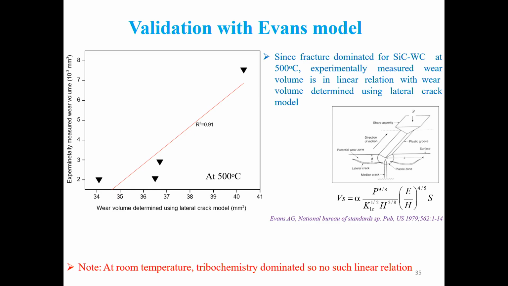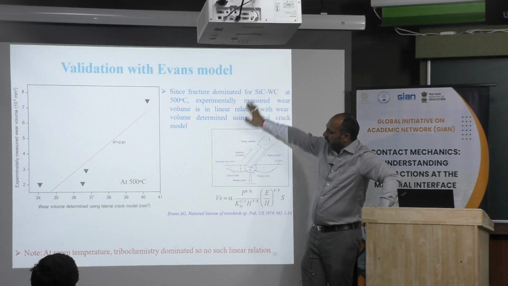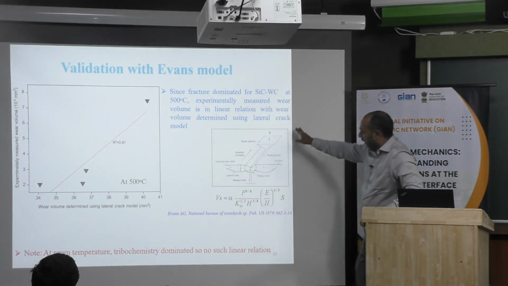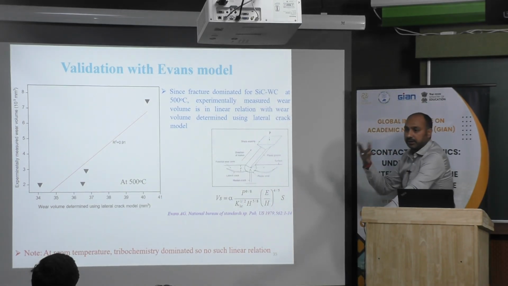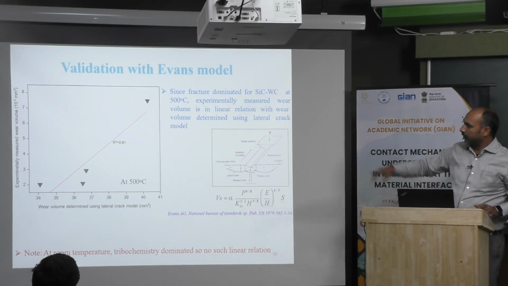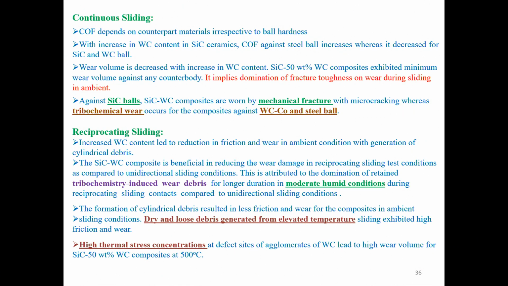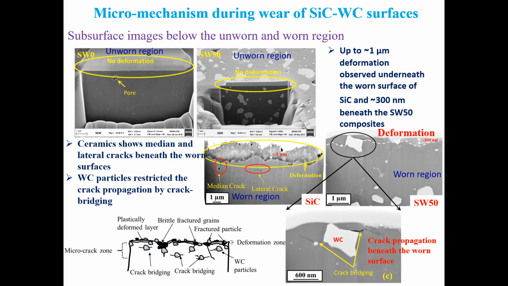Initially, if you see, we are getting a tribo layer, which we did not validate, but this got validated very well with the Evans model, where we are considering completely mechanical fracture only, no tribo layer. So it is validated with this particular model as well. Yeah, this is the conclusion. We'll discuss. First, we'll see the micromechanism. We are running short of time.